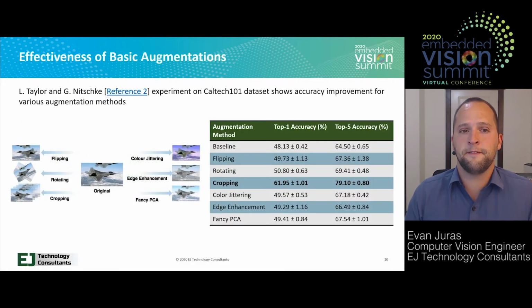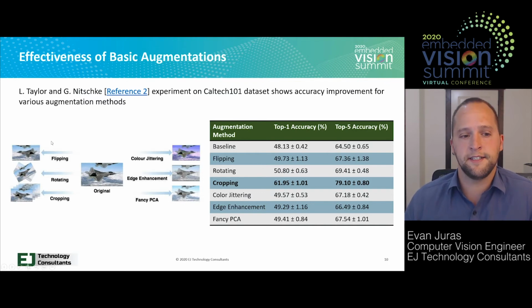Now, there's hundreds of different types of basic augmentations that you can do on an image, and you might be wondering, well, which ones should I do? Which ones are the most effective? I found this paper where 2 people experimented on the Caltech 101 dataset and basically applied a bunch of different augmentations to the dataset and then trained a new model using those augmented datasets.